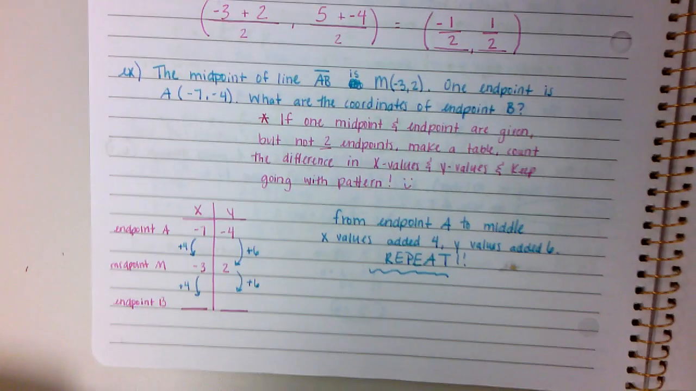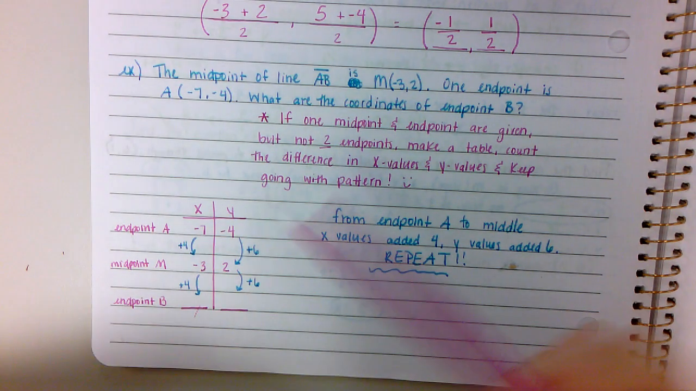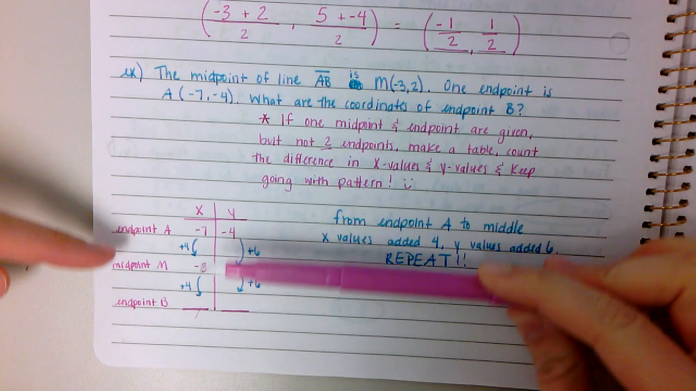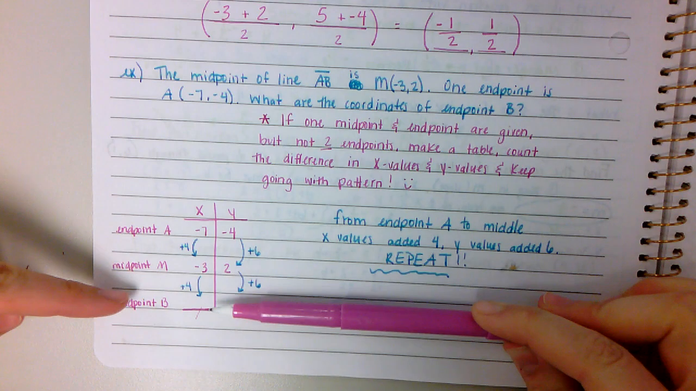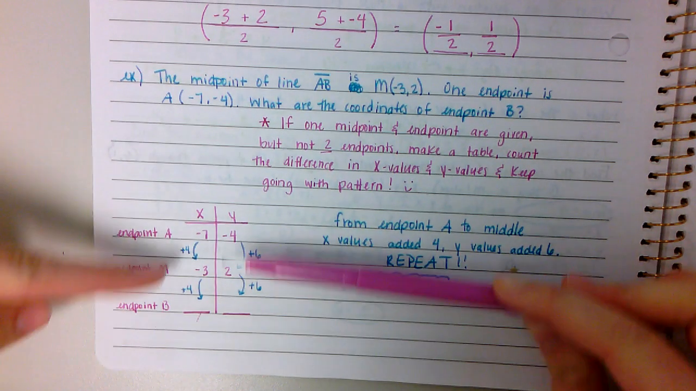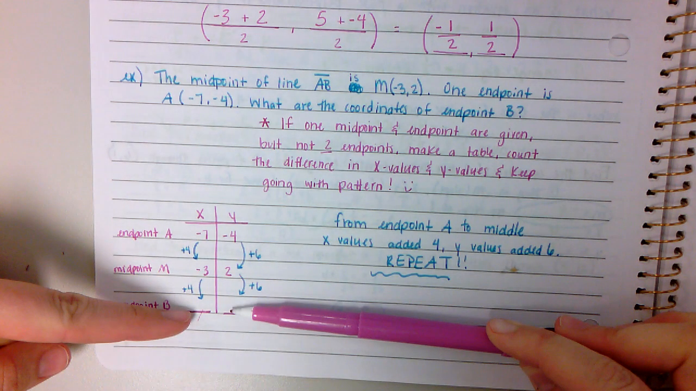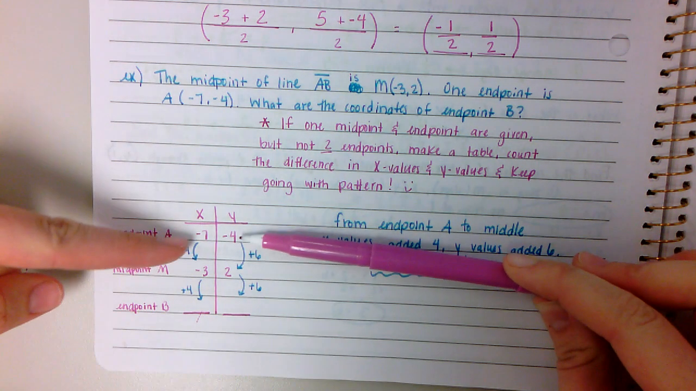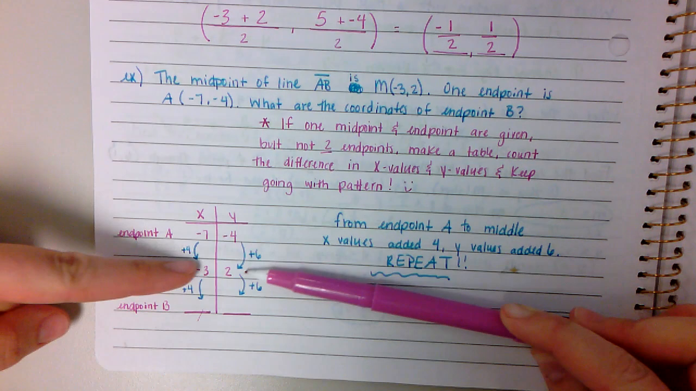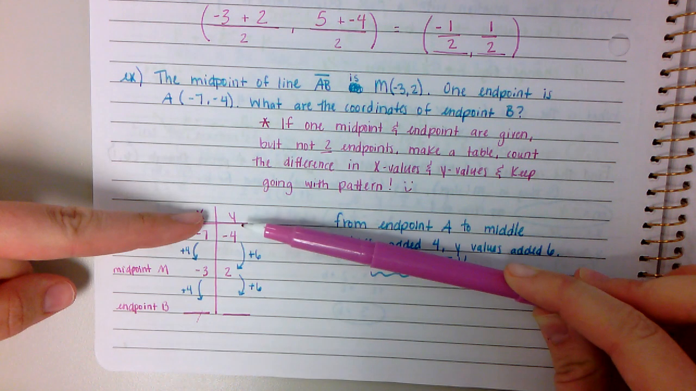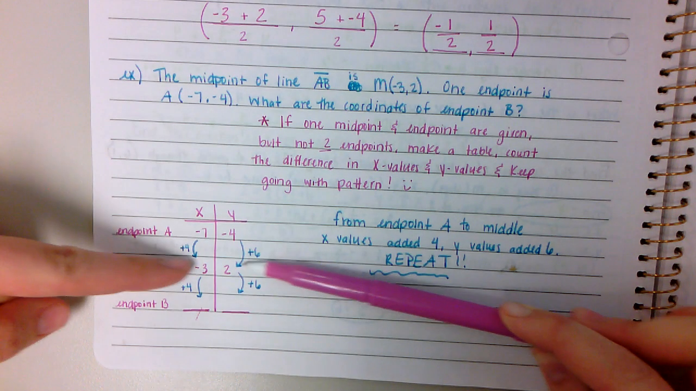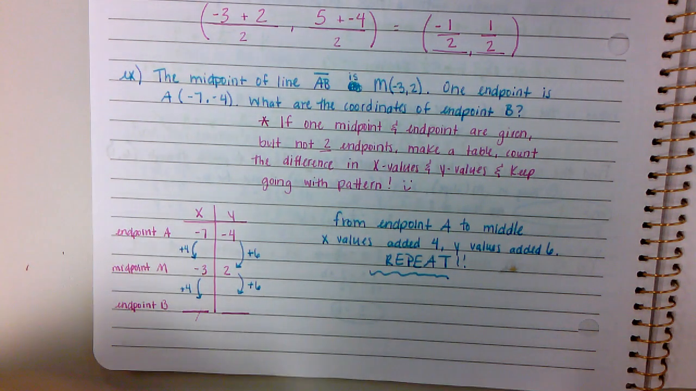So what you want to do is make a table. You're going to have the end of your line up here, then the middle is in the middle, and then the other end will be down here, so that it's going in order from one point to the middle to the other point. Now, we know the first endpoint is -7, -4, and they told us what the middle was. So if from one endpoint to the middle we can figure out how they're moving, it's going to be the exact same thing from the middle to the next endpoint.